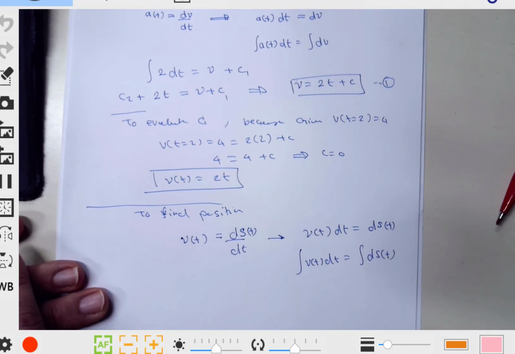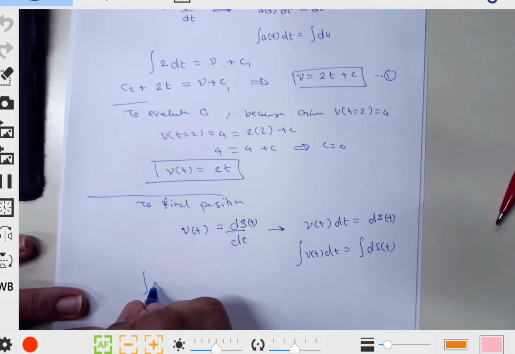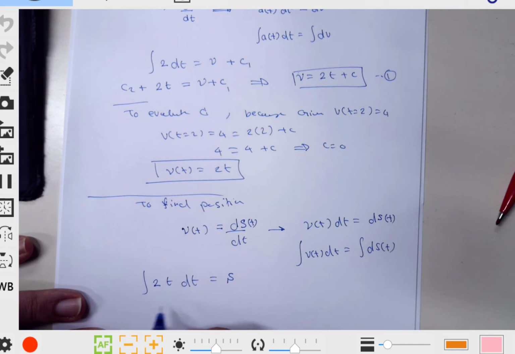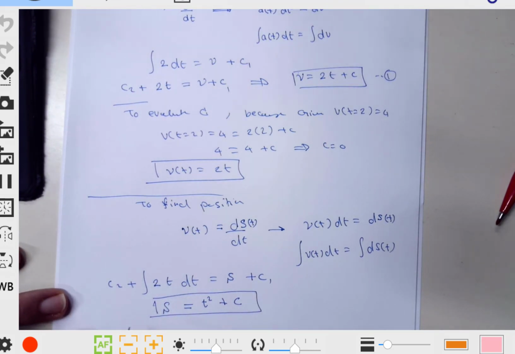Right? Now, same way we did there, velocity is now given, 2t dt equal to s, right? Or let's say plus c, or s equal, let's say c1 plus c2 if you would like. So this has become s. So integration of that is what? t squared plus c, right? Some constant.